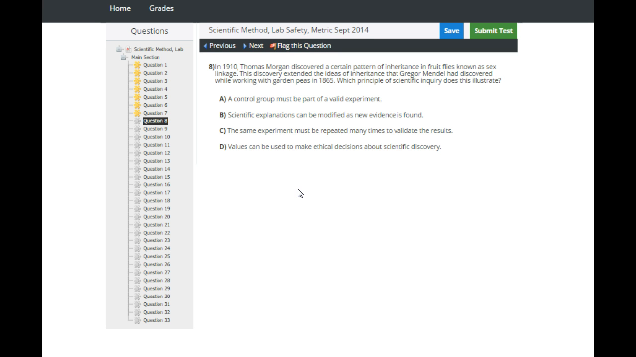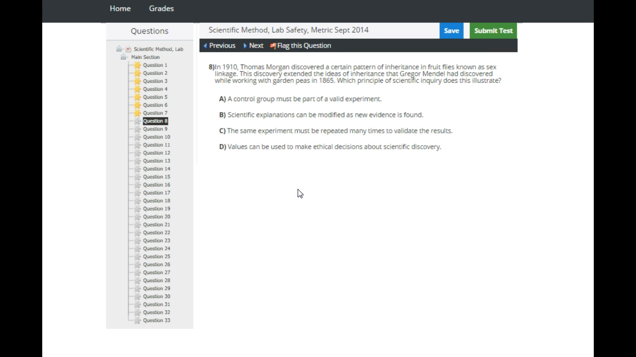A, a control group must be a part of a valid experiment. True, but what does that have to do with the price of tea in China? Or with this question, right? B, scientific explanations can be modified as new evidence is found. Oh, that sounds pretty good, but let's check out C and D. C, the same experiment must be repeated many times to validate the results. That's true also, but does that have anything to do with some new kind of principles being discovered?